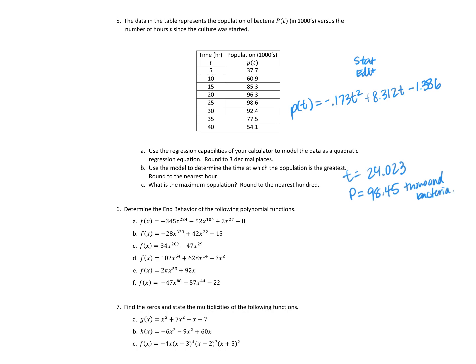So the next one says determine the end behavior of the following polynomial function. What we're looking for when determining the end behavior is the highest power, and then we're also looking for the sign. For the first one, the highest power is 224, so I know that is an even function. So they'll be either both pointing up or both pointing down. Since it's negative, my end behavior is down, down, like that.